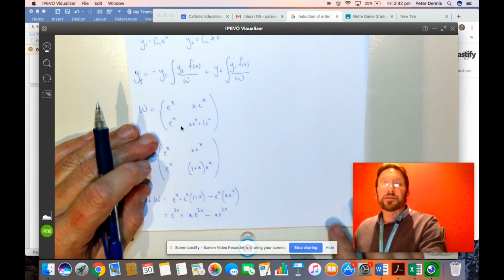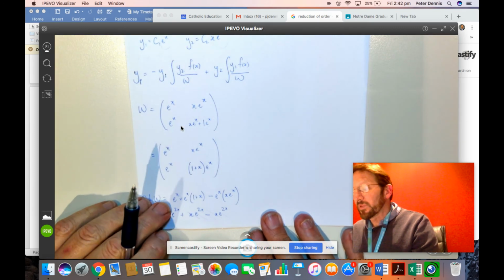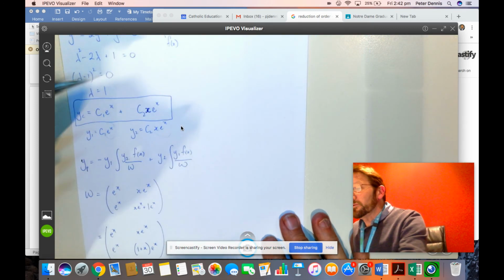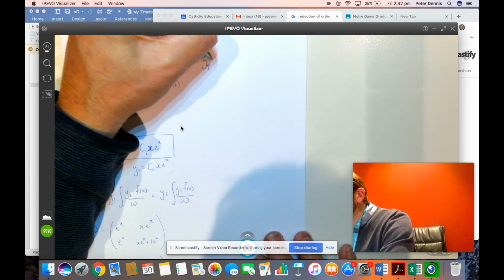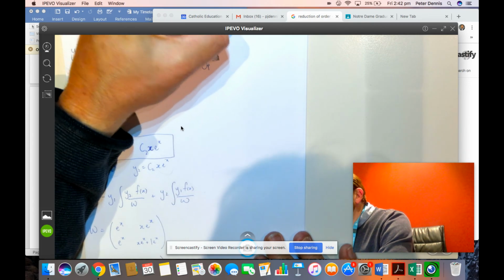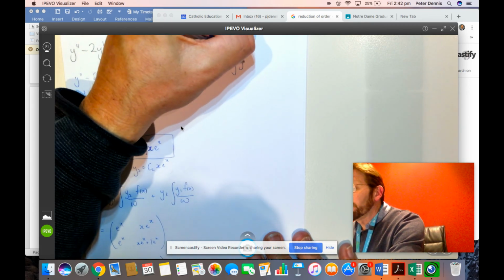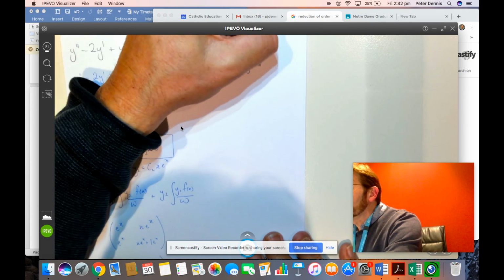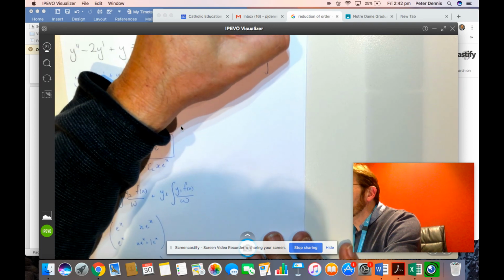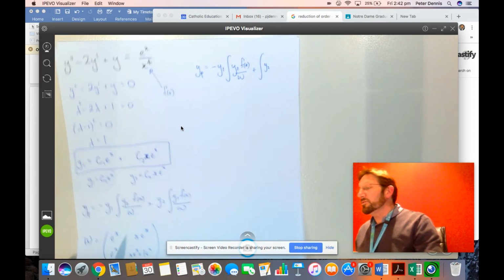Now we've basically got all the things we need to substitute into here. So our particular solution, and we'll take it all up here, our y particular is going to be minus y1, the integral of y2, f of x over w, plus the integral of y2, and we'll start a new page.